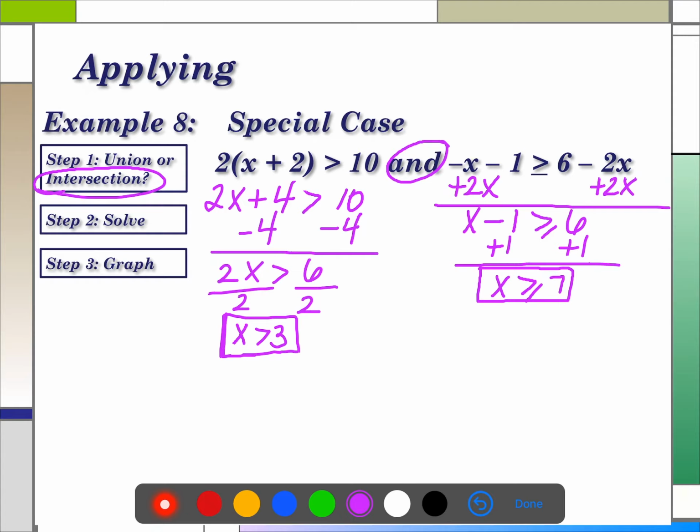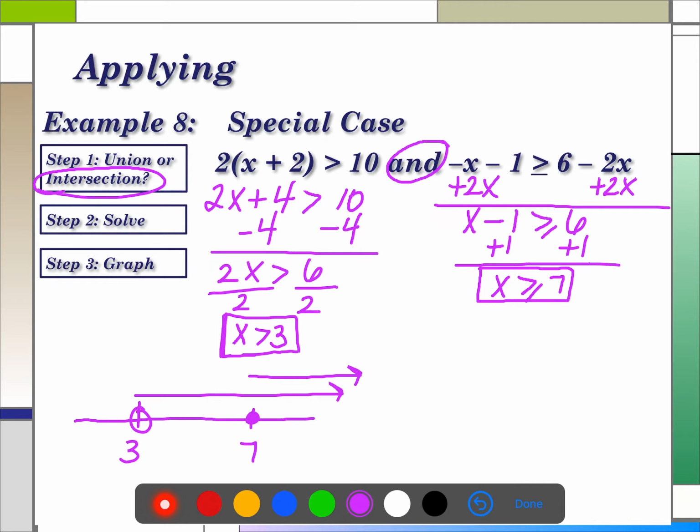Okay, still normal. I have two answers, so it must have something to do with the graph. Putting these on a number line, open and closed circle. Greater than 3 goes to the right. Greater than or equal to 7 goes to the right.